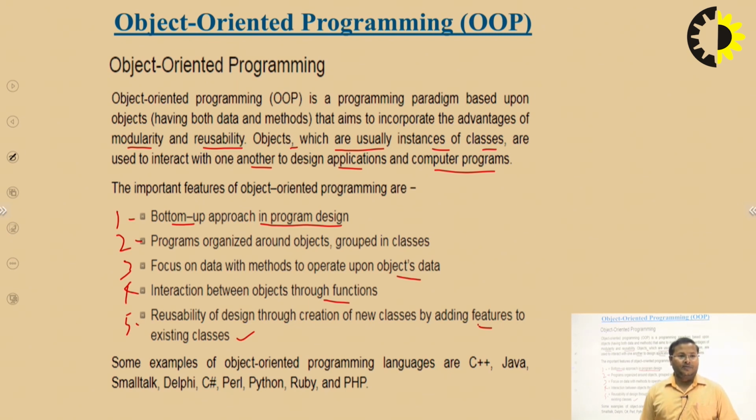Modularity is also important. Some examples of object oriented programming languages are C++, Java, Smalltalk, Delphi, Perl, Python, Ruby, and PHP. These are famous programming languages all over the world which are based on object oriented programming.